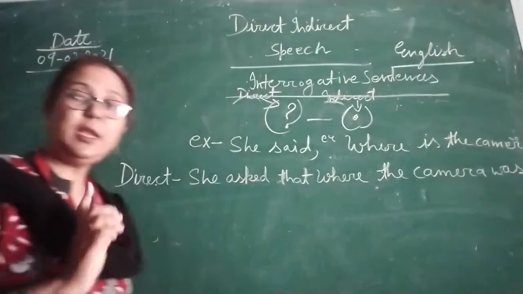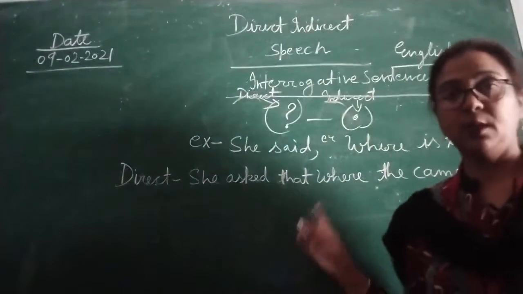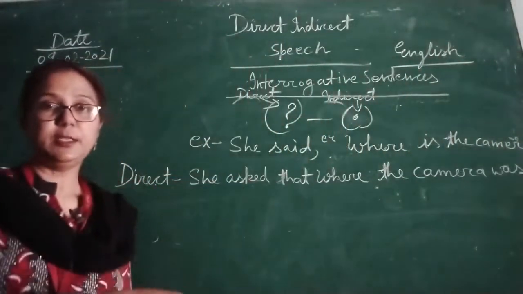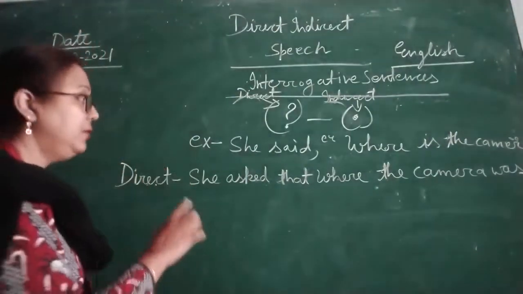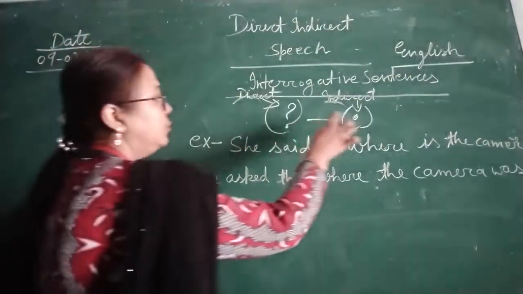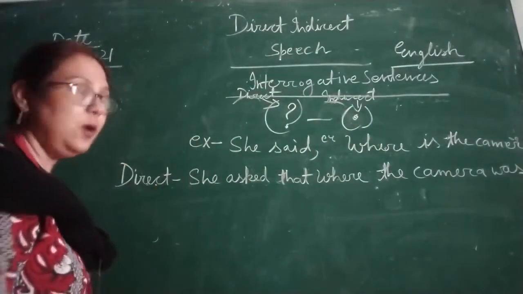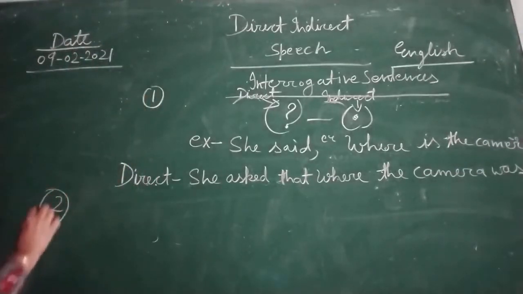So this is a very important rule: whenever you are writing an interrogative sentence from direct to indirect speech, you should always remember that we will change the question mark to a full stop. This is the first rule. Now we will discuss the second rule also.